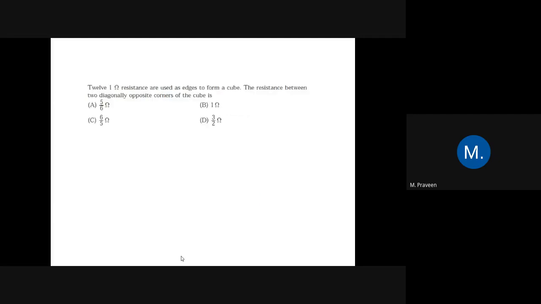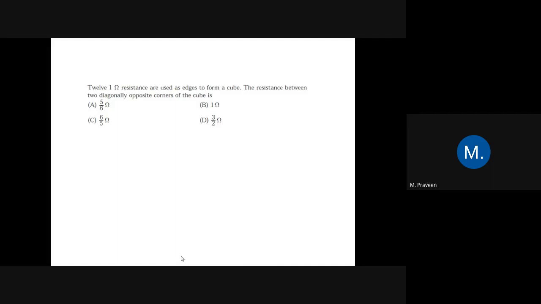Let's move on to the next question. Twelve 1 ohm resistances are used as edges to form a cube. The resistance between two diagonally opposite corners of the cube is dash. So there are 12 1 ohm resistances, all connected along the edges of the cube. What we have to find is the resistance between two diagonally opposite corners of the cube.